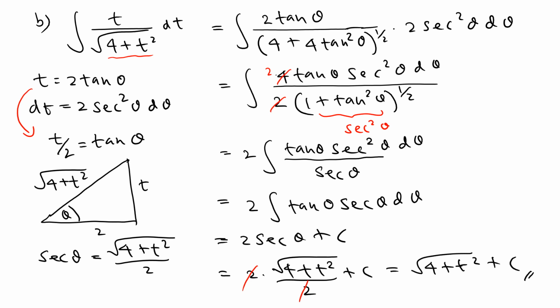So that's what you get. Simply the square root of 4 plus t squared. Actually, you can do this problem very simply using the u-substitution formula trick. Let's see how the formula trick works for this problem. You already know, but I'm just telling you how to do that.